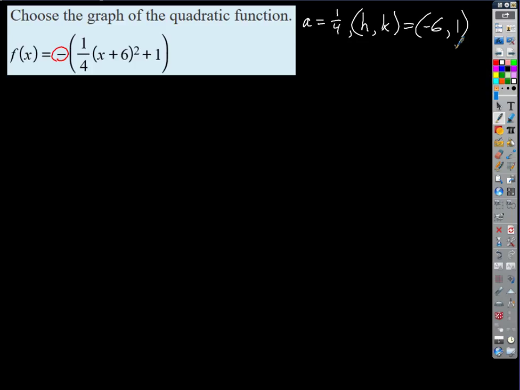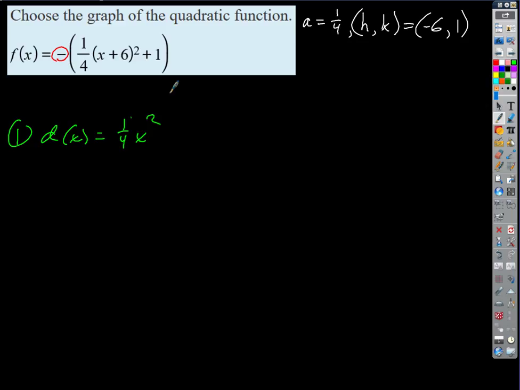So we've got some stuff to do. The first step is just like before, we're going to dilate it, right? If we take our basic parent graph and we multiply by 1/4, what's that going to look like? So step one, we'll call it d of x, is just going to be 1/4 times our parent graph, right?